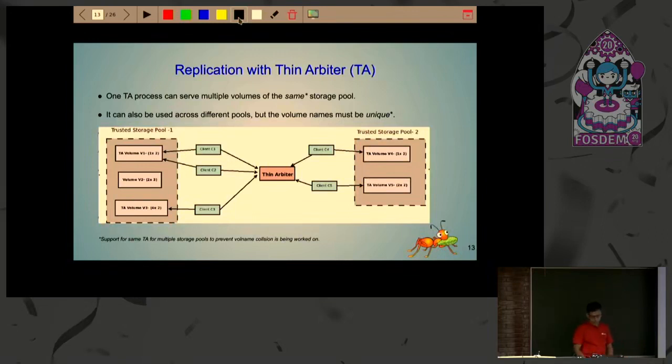One caveat here is that we must use volume names which are unique across the different trusted storage pools. The reason is that the thin arbiter has an ID file, which we'll see in the next slide. That uses the name of the volume to identify which replica it belongs to. If you have the same volume name across multiple trusted storage pools, then the thin arbiter ID file uniqueness is lost. So as long as the volume names are unique, you can use the same thin arbiter for multiple storage pools.